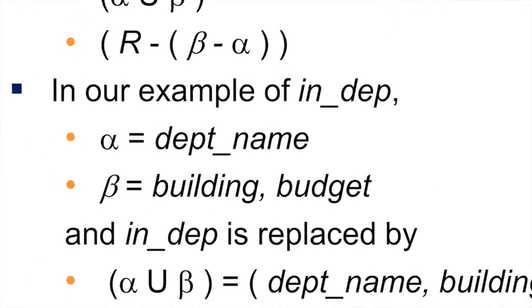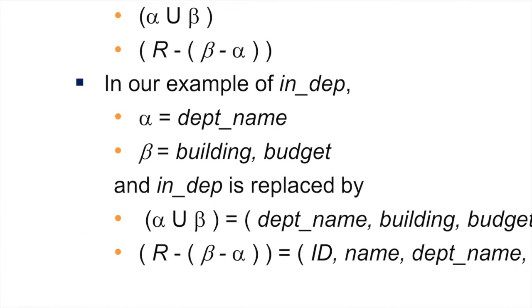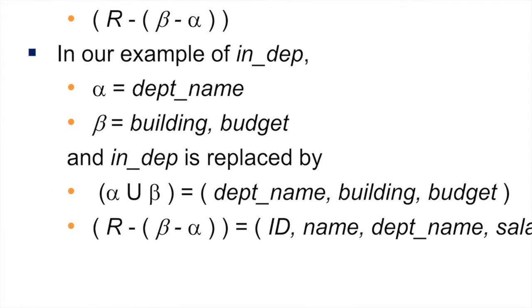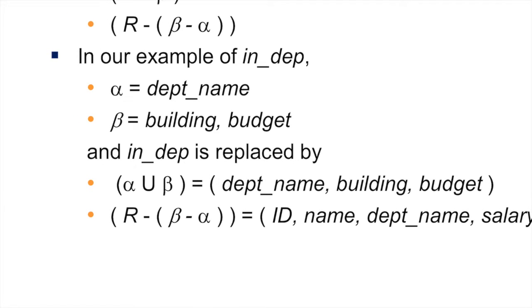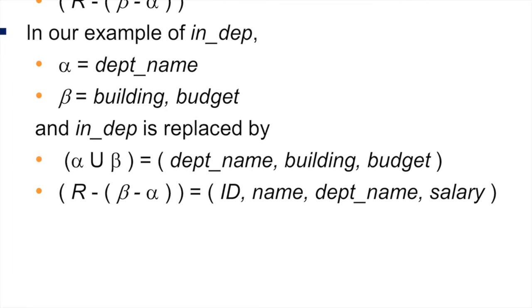So, ang mangyayari if we will follow the decomposition dun sa previous example natin kanina, we have alpha equal to department name, and we have beta equal to building and budget. And then, if we just replace alpha and beta with these attributes, then the first table will be alpha union beta. So, we have department name, building, and budget.